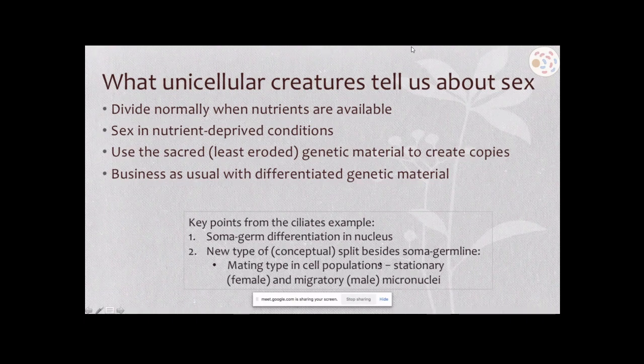And there is another type of split happening. This is a conceptual split again, not a physical split. So there is that split of soma germ line happening, and there is another split which we call mating type split, basically. So the stationary ones are like females, and the migratory micronuclei are like males. So there are two different mating types required. That's another conceptual split which is required for the process of sex.